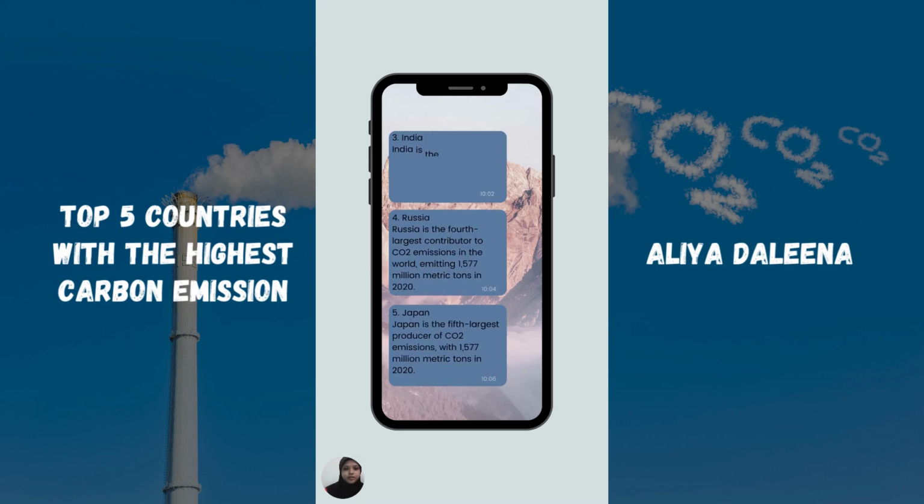4,713. Number 3 is India. India is the third largest carbon emitter with 2,442. Fourth, Russia. Russia is the fourth largest contributor with 1,577 million. And the last, number 5, is Japan. Japan is the fifth largest producer of carbon emission with 1,577 million metric tons in 2020.